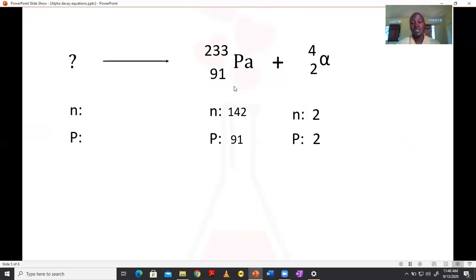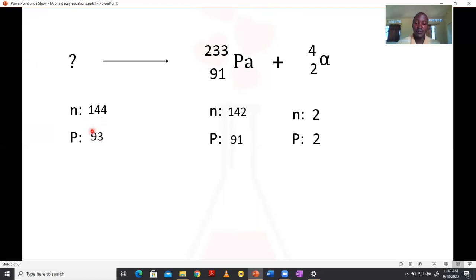shall get 142. But now we should know that the substance that underwent this kind of decay must have had 2 more protons and 2 more neutrons. So we shall just have to do some simple math and add 2 protons to 91, and then 2 neutrons to 142. And when we do that, we shall get 93 as the number of protons and 144 as the number of neutrons.